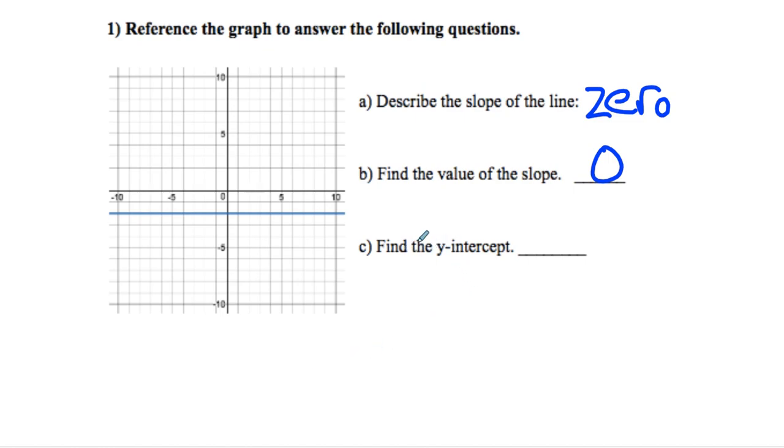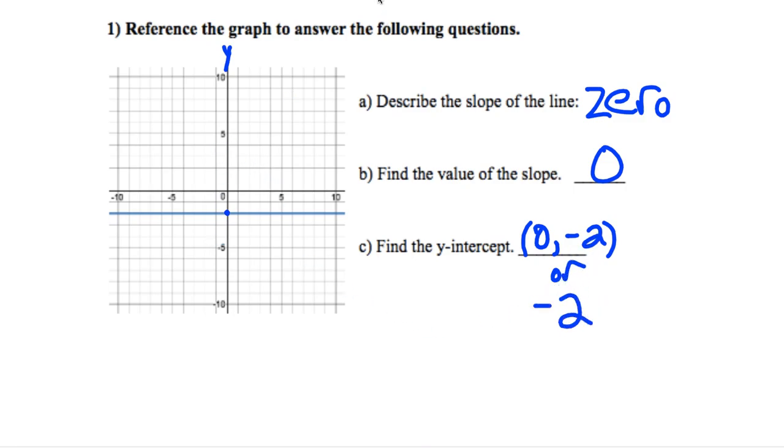Okay, and then the y-intercept. There is a y-intercept right here. Our y-intercept is always where our line crosses the y-axis. Here, I always like to write it as a point because it is a point. It is (0, -2). If you just wrote -2, that's okay as well, but I like to usually write it as a point.